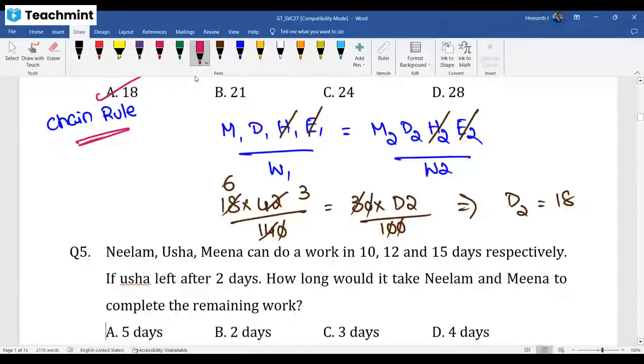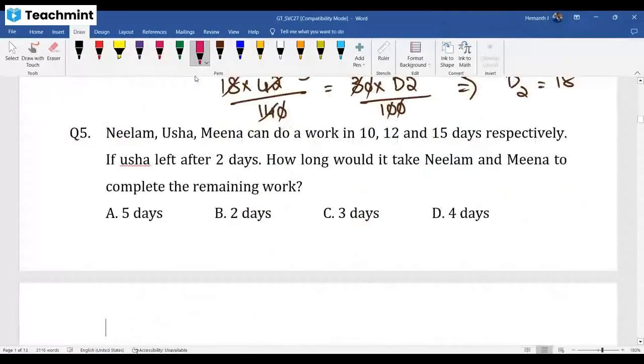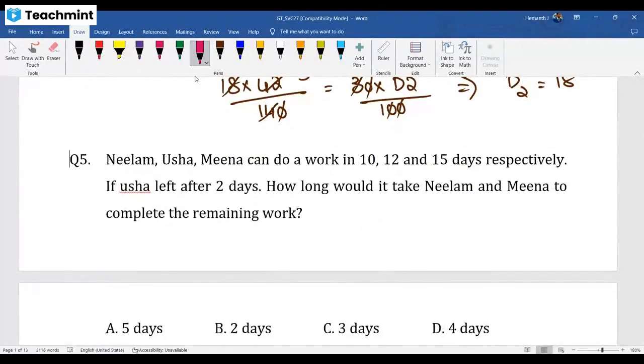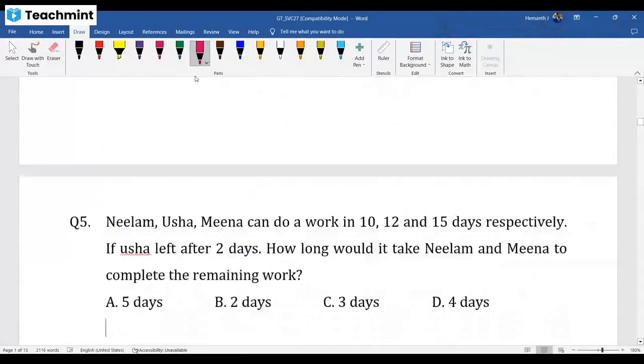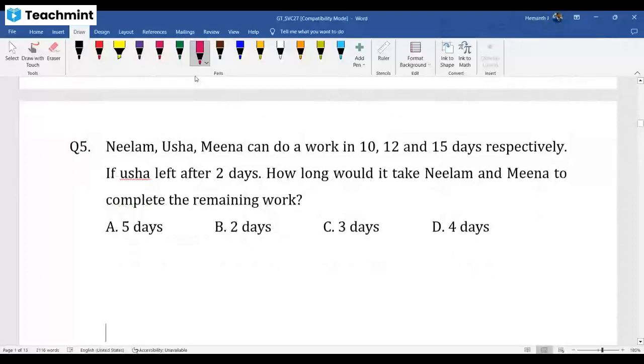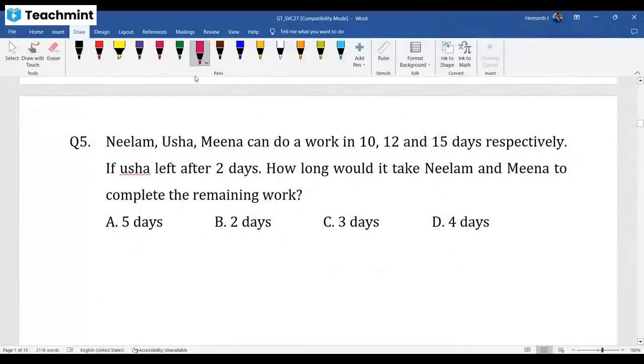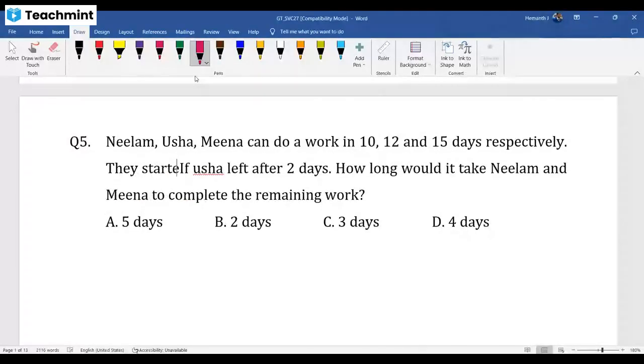Now let's see the previous question. Somebody joined, right? Here, Usha left after 2 days. They started working together.